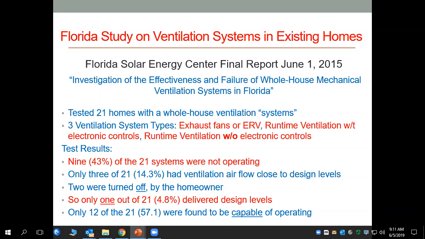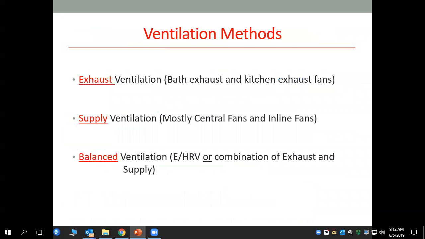Again, the 3 out of 21 were close, but there was only 1 that actually delivered, 4.8% of the whole number of houses, delivered design levels. Only 12 of the 21 were found to be capable of operating, and that's the lower half.